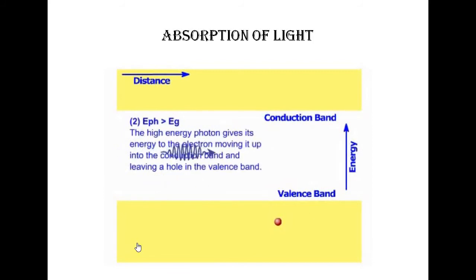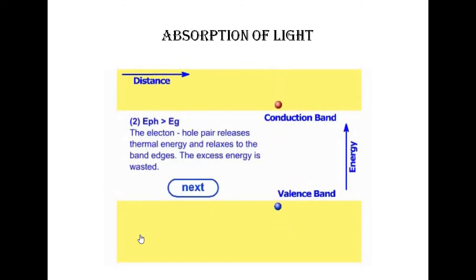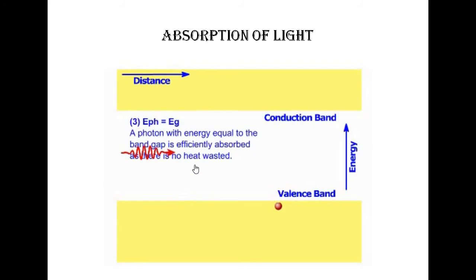High energy photons give energy to the electrons, moving them into the conduction band and leaving a hole in the valence band. A photon with energy equal to the band gap is efficiently absorbed as there is no heat wasted. Okay, so these are the three possibilities. The effect of these three classes of photon on the semiconductor is shown in the animation.